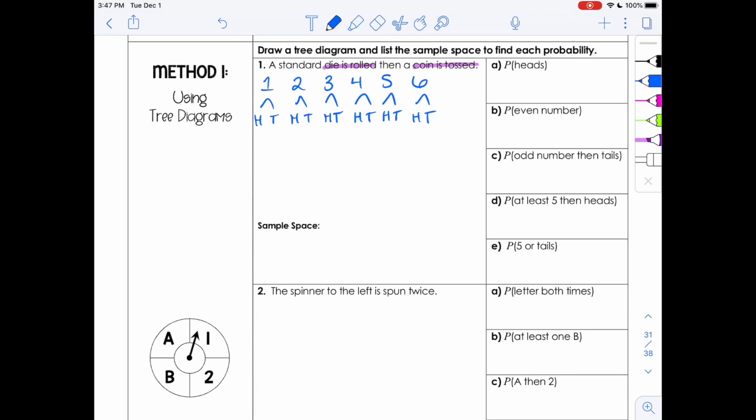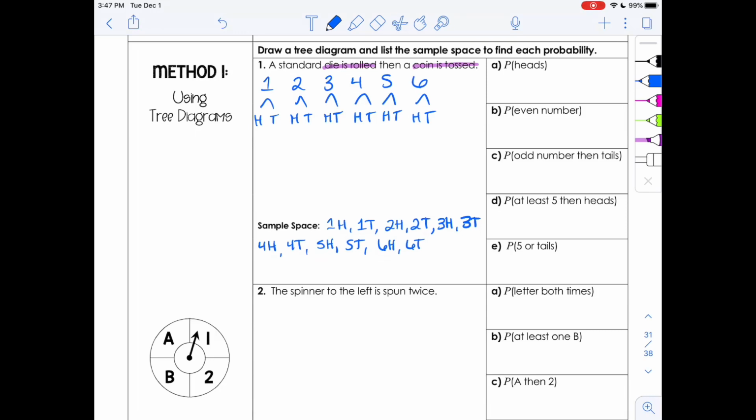And then writing all of your possibilities in your sample space, you could roll a 1 and it land on heads, roll a 1 and it land on tails, or a 2 and it land on heads, or a 2 and it land on tails. You could roll a 3 and land on heads, a 3 and it land on tails, a 4 and it land on heads, or a 4 and it land on tails, a 5 that lands on heads, or a 5 that lands on tails, or a 6 and it land on heads, or a 6 and it land on tails. So those are all of your possible outcomes.